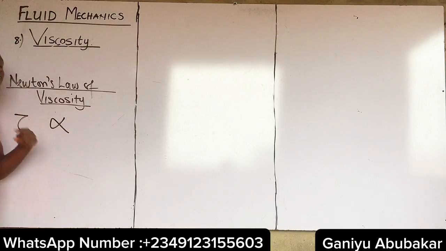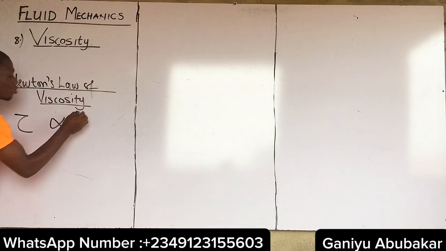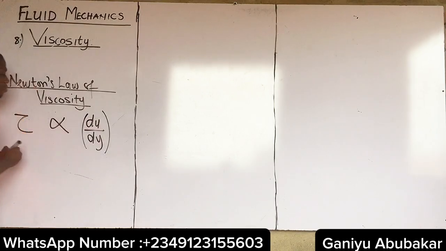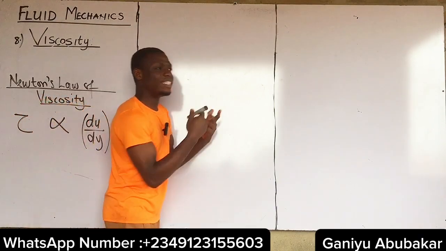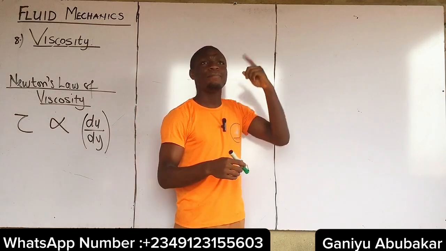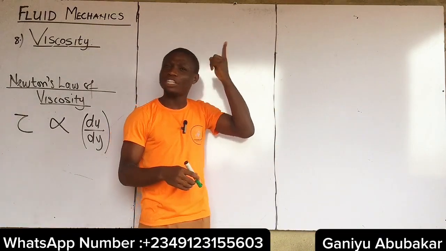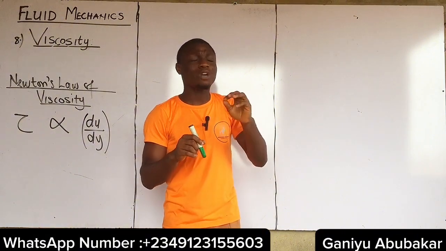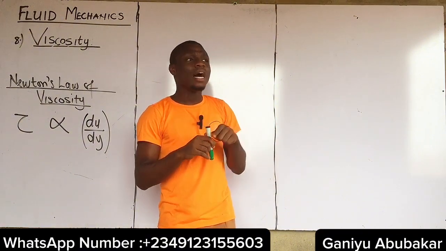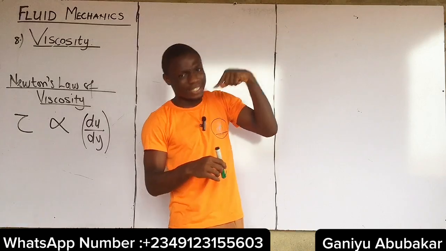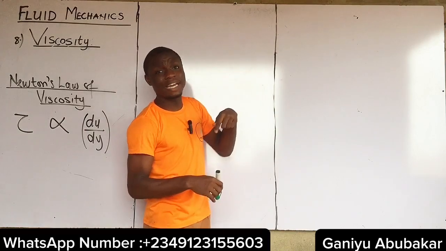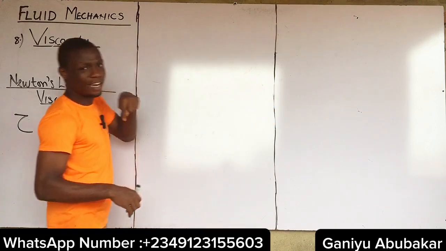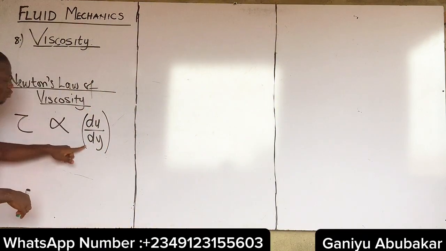If I'm representing velocity gradient, it becomes du over dy. In science, if you hear the word gradient, like pressure gradient, it means pressure over length. For your level, the assumption is that when I'm discussing gradient, it means that parameter over length. So velocity gradient becomes velocity over length. So I'm saying du over dy.